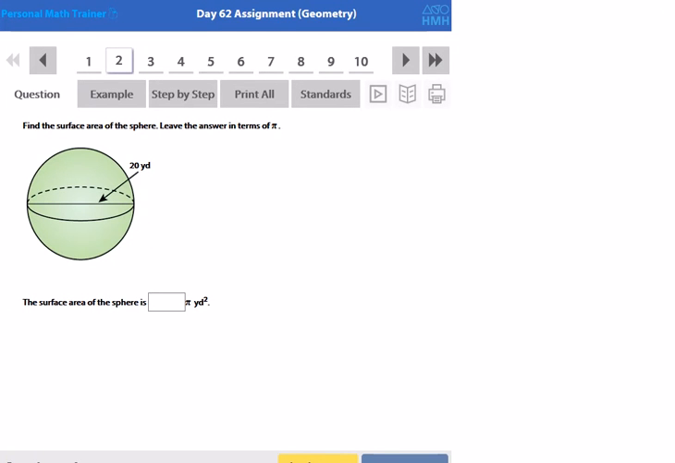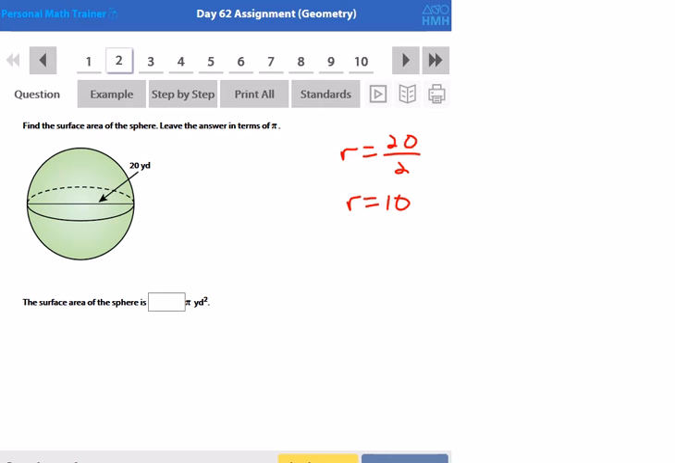Okay, so here are some examples from the day 62 assignment. Here we'll be working with surface area, dealing with spheres and possibly hemispheres. They want the surface area of this sphere, and they give us the diameter of the great circle. But in order to find the surface area, I need the radius. So the radius is going to be 20 divided by 2, which is 10.